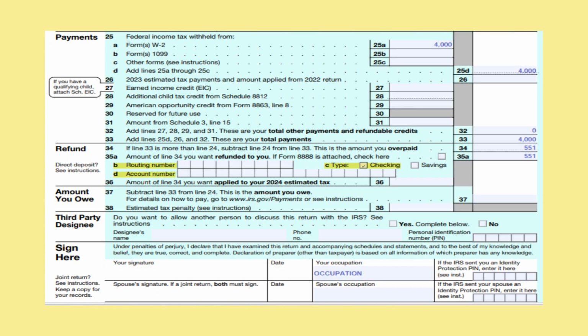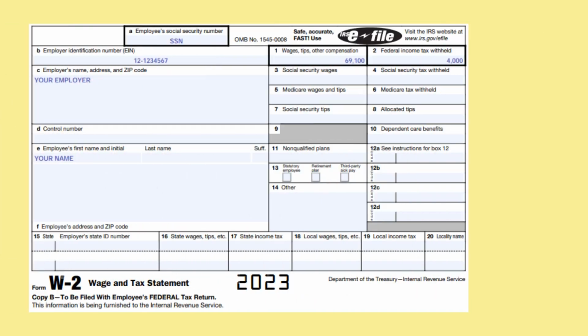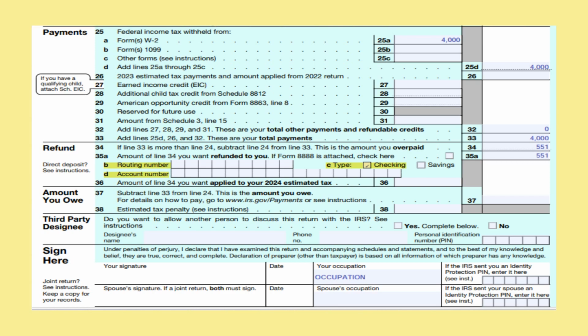On line 25A, put your withholding that you can find in box 2 of your Form W-2, which in our example is $4,000. Carry this down to line 25D and down to line 33, as this is your only payment. In our example, you have an overpayment of $551. You will put this on line 34, and if you want it refunded to you, put it on line 35A. If you want your refund directly deposited into your bank account, complete lines 35B through D.